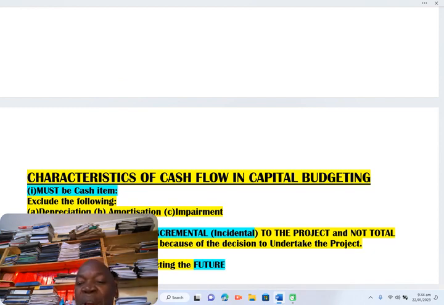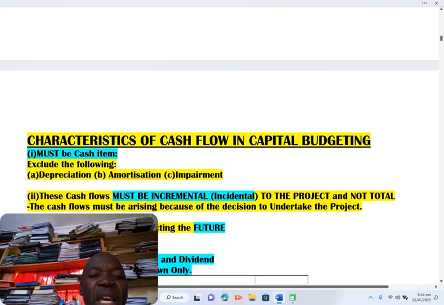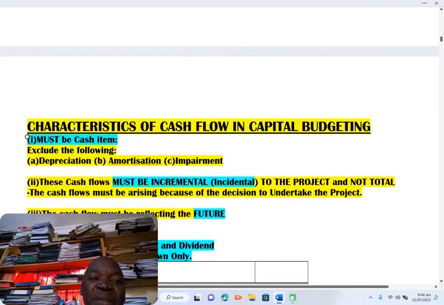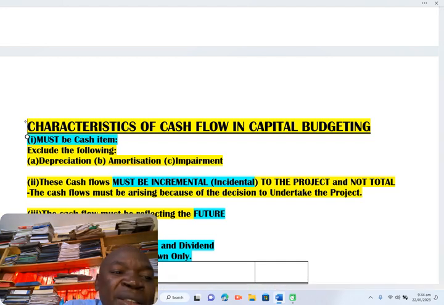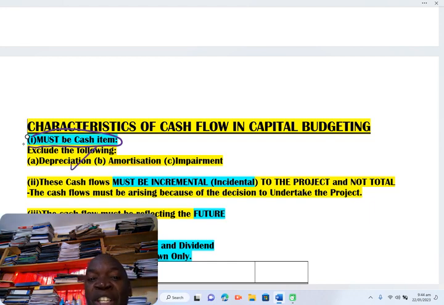Actually, in this area we have several methods, as I said. But if we want to describe the cash flow for capital budgeting, you must have something technical. Number one, the cash flow that we must include in capital budgeting must be cash items. So exclude depreciation, amortization and impairment. It must be a cash item.